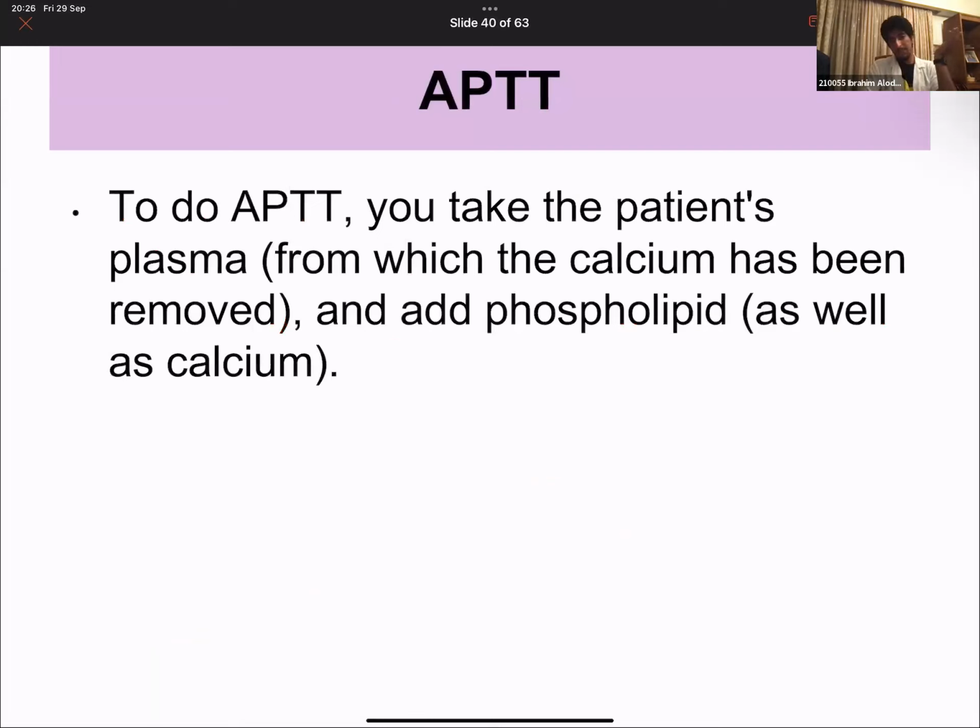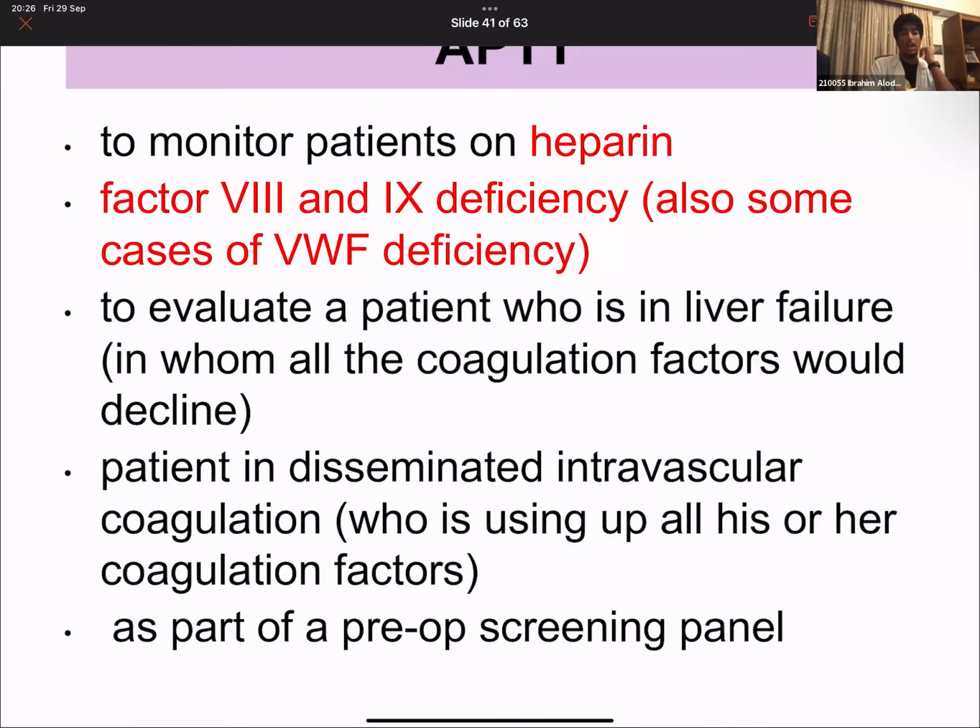To do APTT, for the intrinsic pathway, you take the patient's plasma, you remove calcium, and then you just add a phospholipid and calcium. So in APTT, you're not adding the tissue factor, because you don't need tissue factor to activate the intrinsic pathway. APTT, like we said, is used to monitor patients on heparin. It checks for factor 8 and factor 9 deficiency mostly, because those are usually the most common. But it also might be elevated in some cases of von Willebrand disease or von Willebrand deficiency.